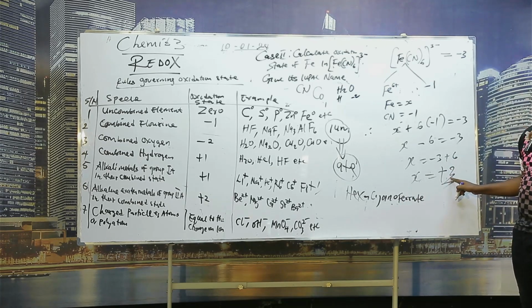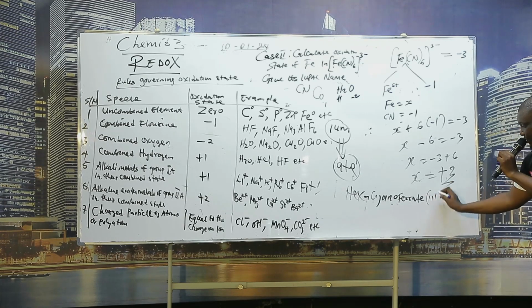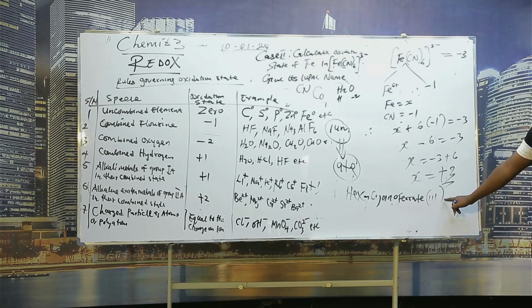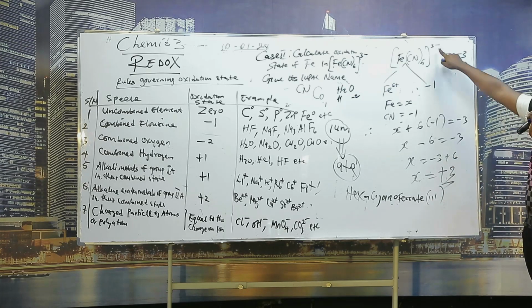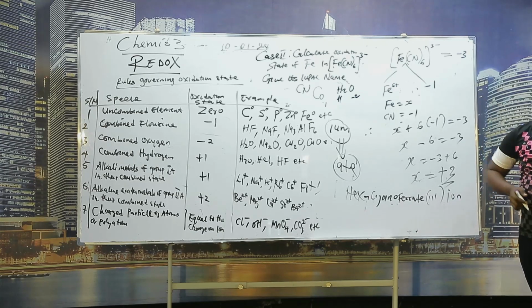When you come with the 3, write that 3 in Roman figure. What's the Roman figure of 3? III, in parentheses. You cannot stop here because the compound given is what? Ionic. So the name will end in what? Ion.